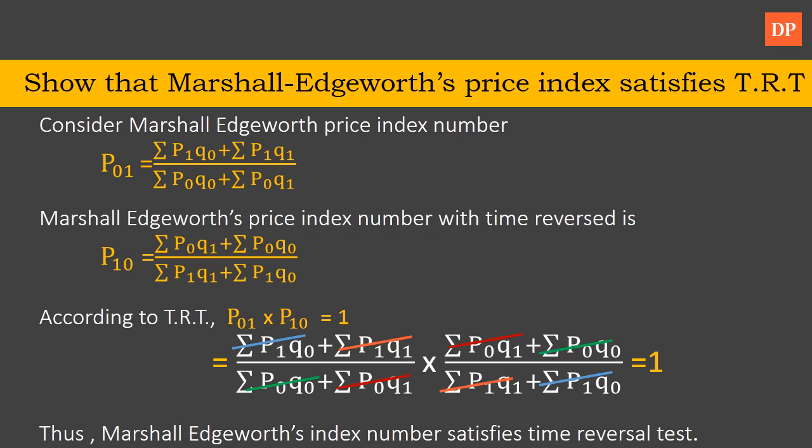Now we need to prove whether the Marshall-Edgeworth price index number satisfies time reversal. The approach we followed in the earlier two contexts is the same here. Over the screen you can notice, according to the time reversal test, I have cancelled out some of the numerator and denominator values and we are left with only the value 1. So we can straight away say that the Marshall-Edgeworth price index number satisfies the time reversal test.